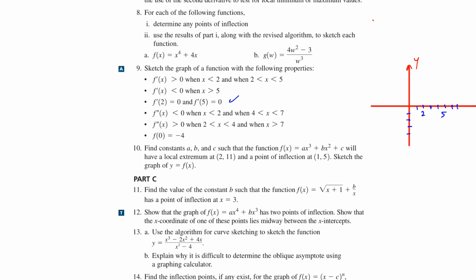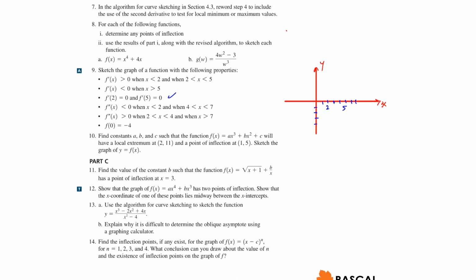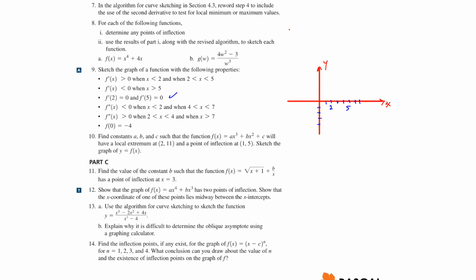f double prime of x is positive when x is between 2 and 4 and greater than 7. For x greater than 7 or between 2 and 4, the function is concave up. And when x is smaller than 2 and between 4 and 7, it is concave down. And f of 0 is negative 4.